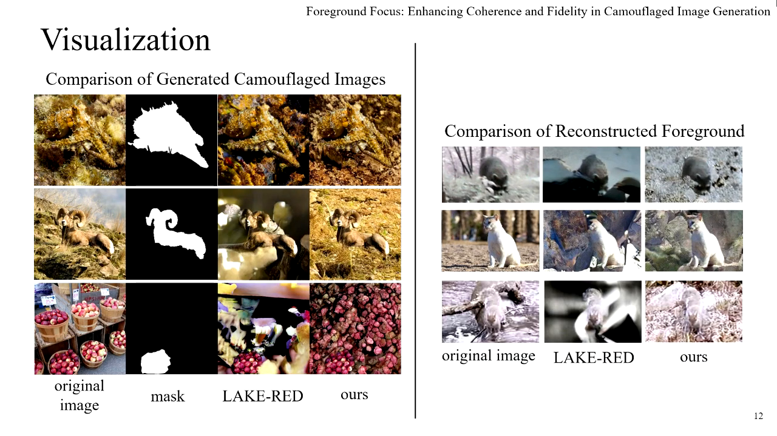This slide shows visual comparisons between LakeRed and our method. On the left, you can see that our method generates camouflaged images with better texture blending and overall visual quality. We also use general objects to evaluate the model's capability for transferring non-camouflaged images to camouflaged. On the right, our method clearly preserves more fine-grained details, especially for small objects.